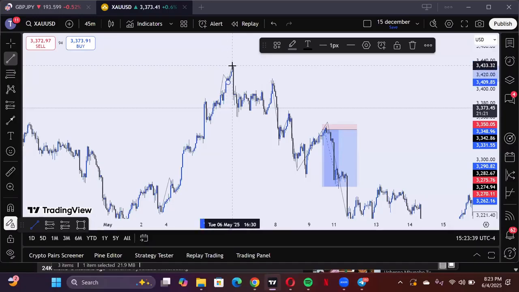So this was the last high, this was the last low. The market now made a higher high again. Instead of continuing to make another higher low to push up, what did it do? It took out the last low here. So what this means is what? A market structure shift occurrence.